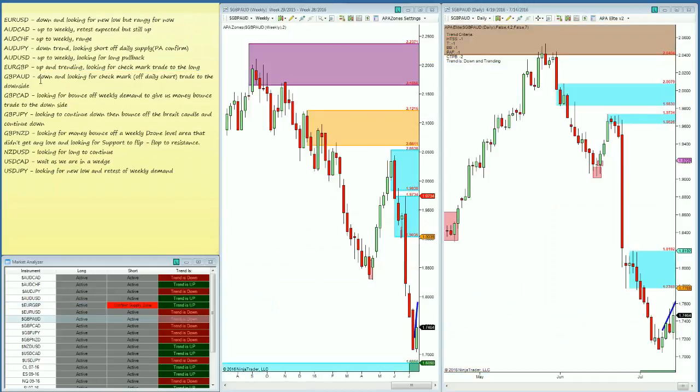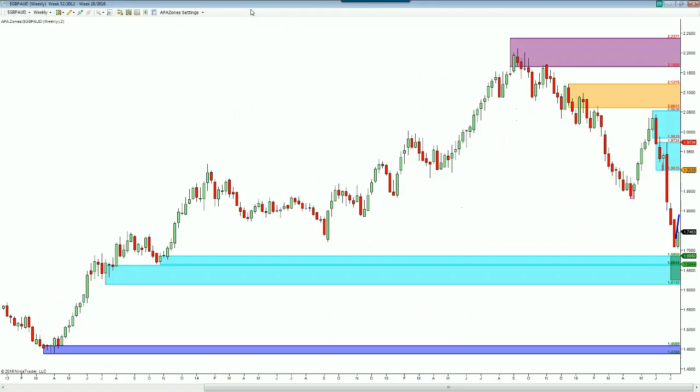Okay, here we're on the pound Aussie. Last week, Gabe noted that he's looking to the down and looking for a check mark off a daily chart, off a daily zone, and trade to the downside. Well, let's just dive into the weekly chart and get into it a little bit.